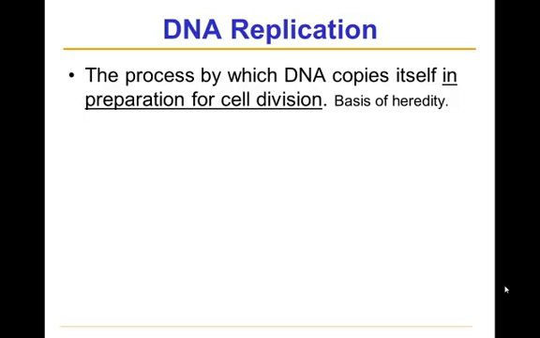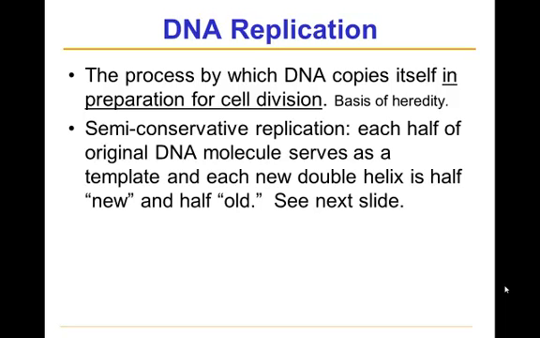Now, the way in which DNA replicates is known as semi-conservative replication. So you have a double-stranded DNA molecule, that twisted ladder, and what happens in semi-conservative replication is that it unwinds, and each half of the ladder serves as a template. You recall that a template is something that is copied. And so each of the new double helixes is half new and half old.